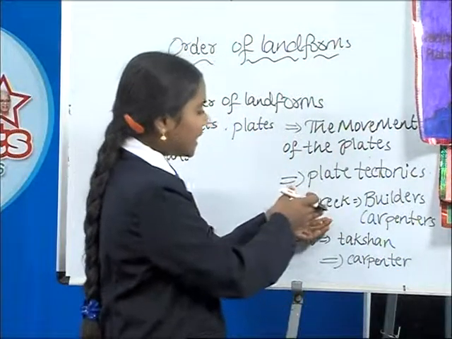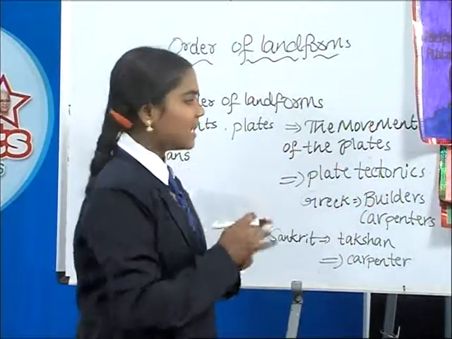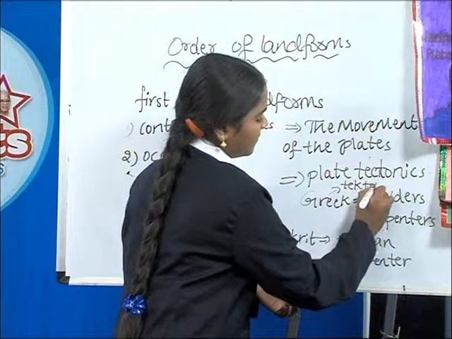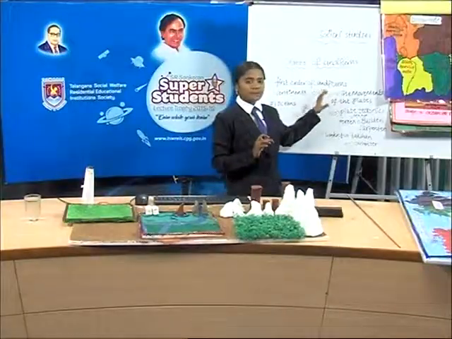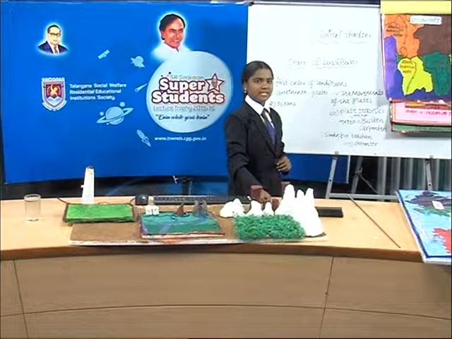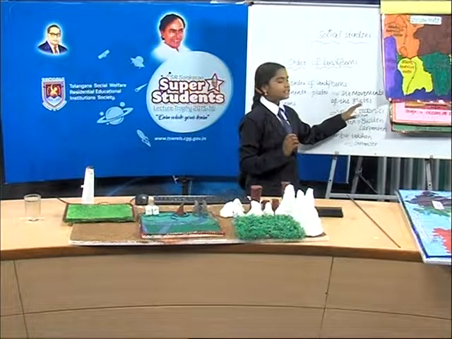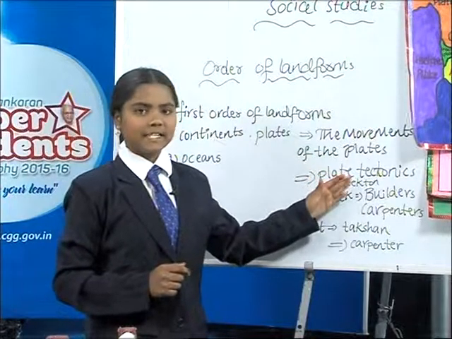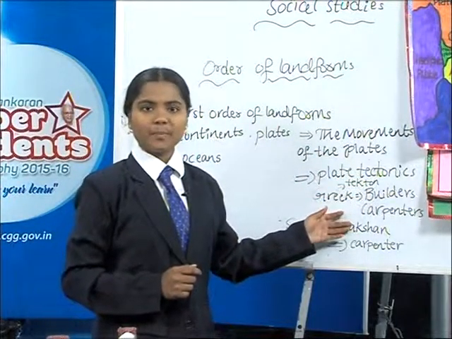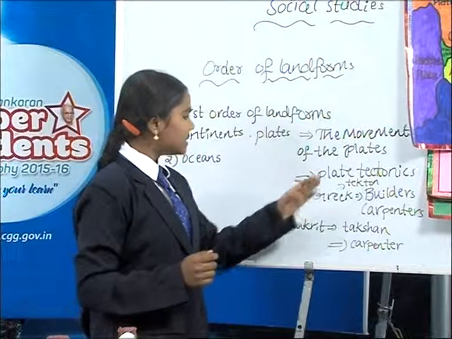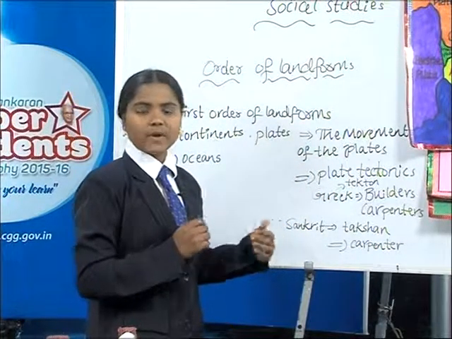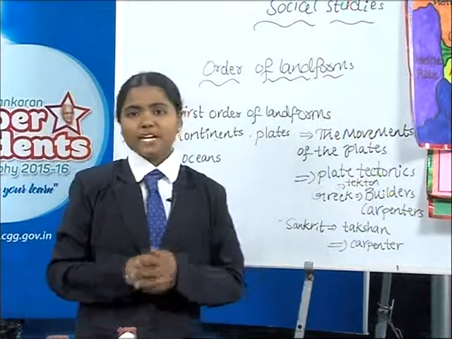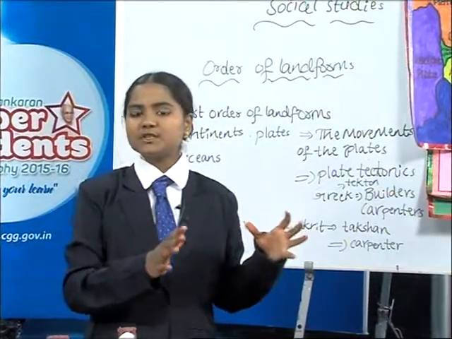In the Greek language, tectonics is called tecton. See friends, the movement of the plates is called plate tectonics. So the word tectonics in Greek is called tecton, meaning builder or carpenter. And in the Sanskrit language, it is called takshan, again meaning carpenter. Friends, I think you have understood the formation of the continents.